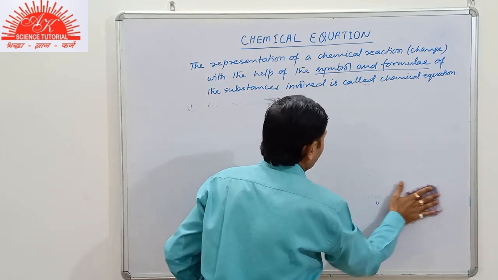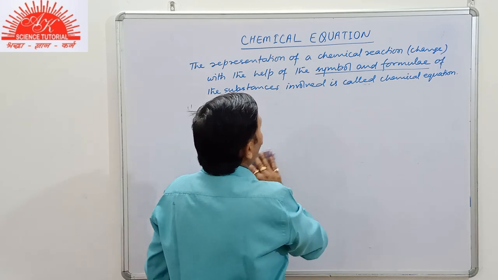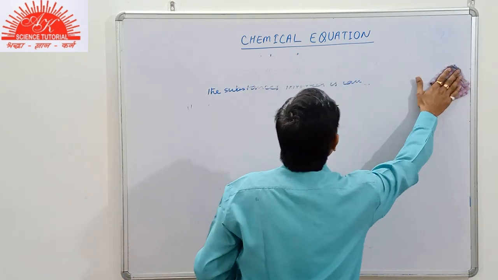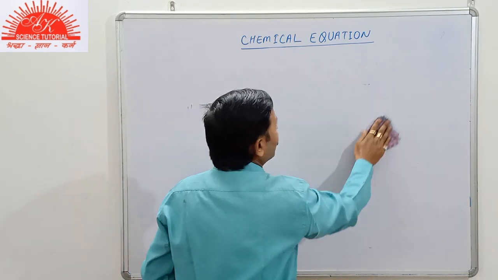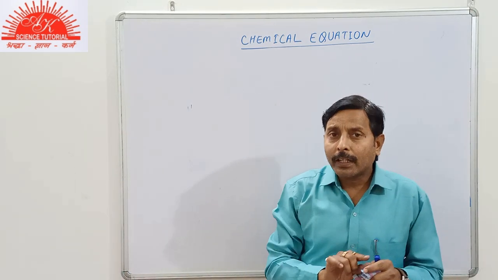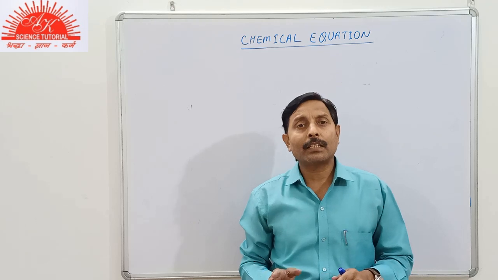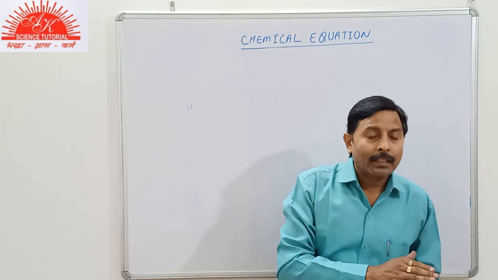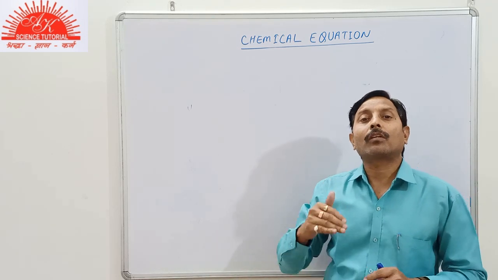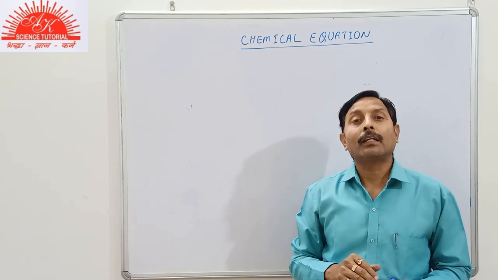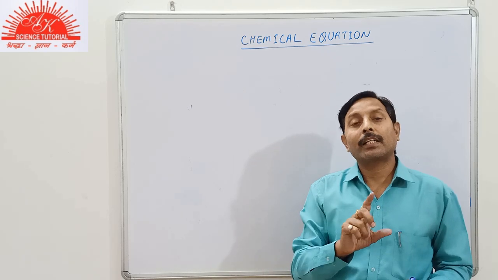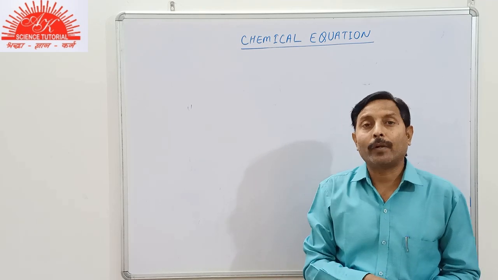Now students, here we see that in a chemical reaction, if we just write the symbol and formula of reactants and products, but the number of atoms of different elements on the reactant side is not equal to the number of atoms of different elements on the product side, then this equation is called a skeletal equation, or unbalanced equation.